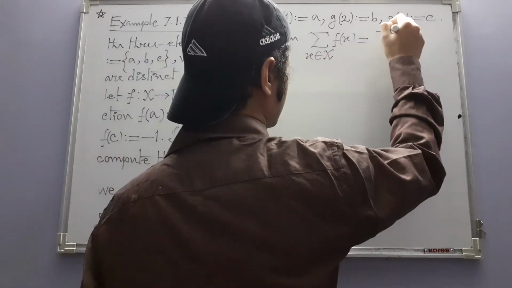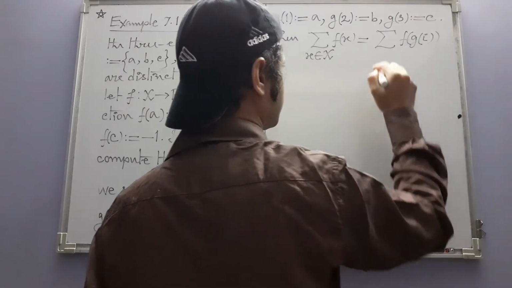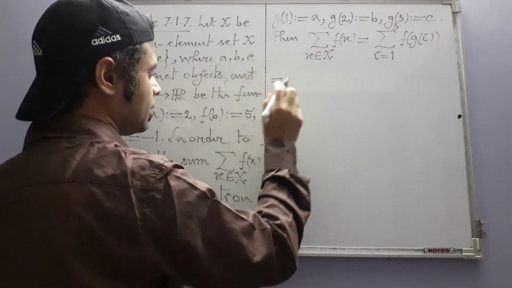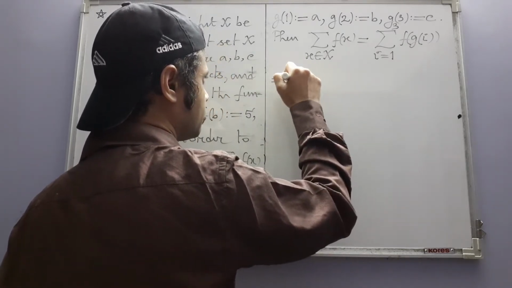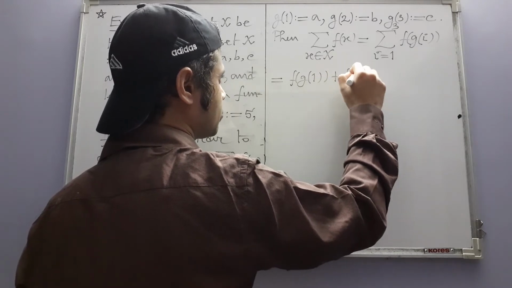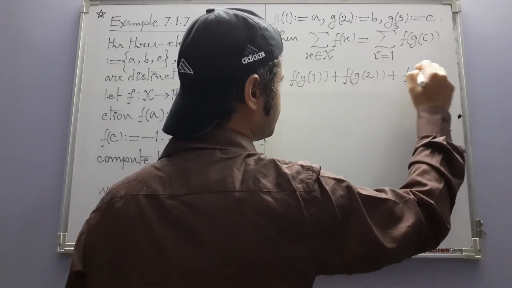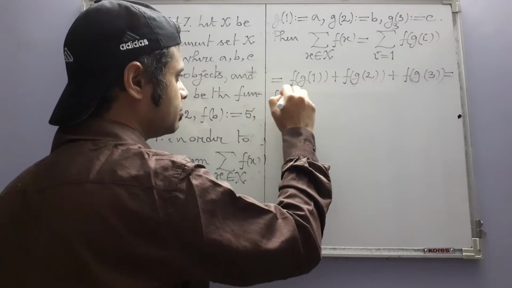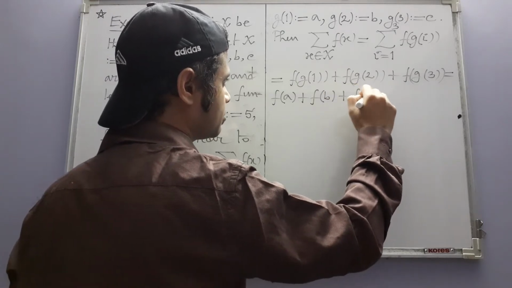This will be equal to the summation of f of g of I, where I varies from 1 to 3. I mean the finite series, and this finite series, we already know, equals f of g of 1 plus f of g of 2 plus f of g of 3. Now g of 1 is a, g of 2 is b, and g of 3 is c.